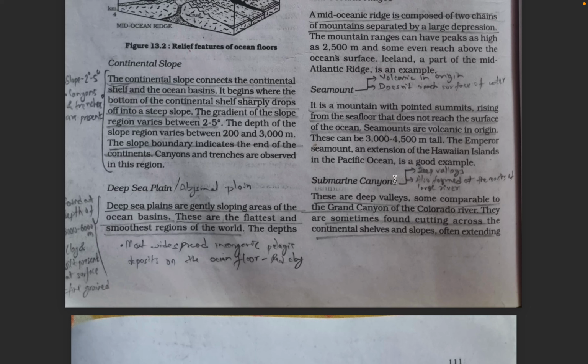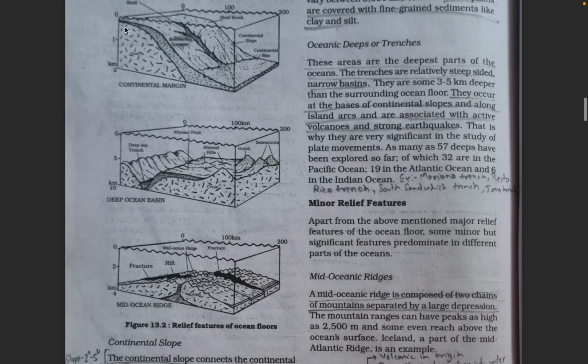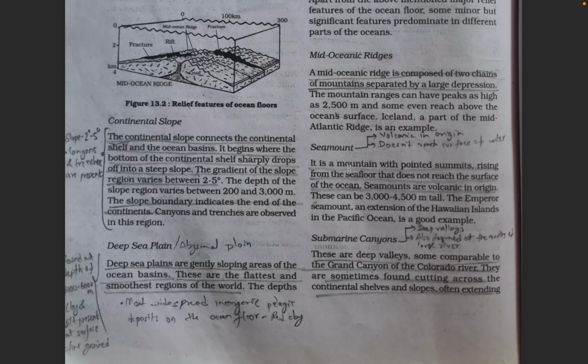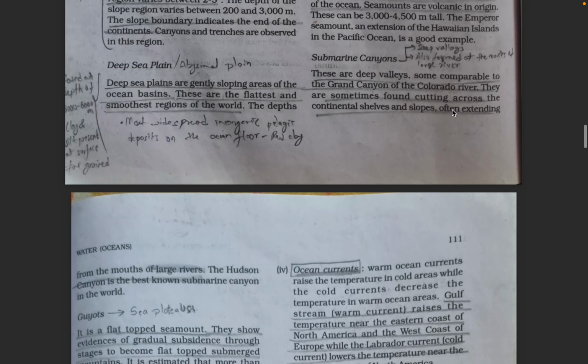Submarine canyons are deep valleys, also found at the mouths of large rivers. For example, when a river flows here, it creates deep trenches because of the friction and the load it is carrying. These are submarine canyons, deep valleys found at the mouths of large rivers. For example, the Colorado River and the Grand Canyon. This is not that important for the UPSC exam, but just remember it: the Grand Canyon of the Colorado. They are comparable to it, okay? They are not an example. Sorry for that.